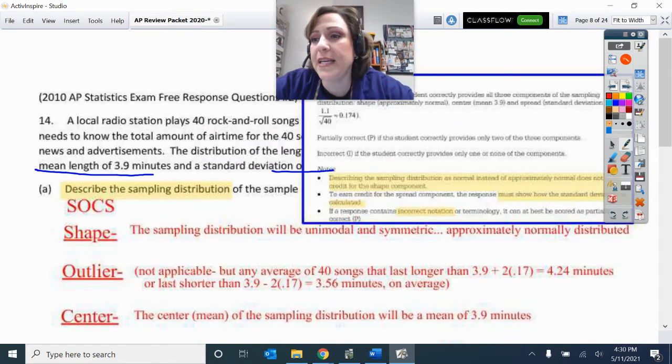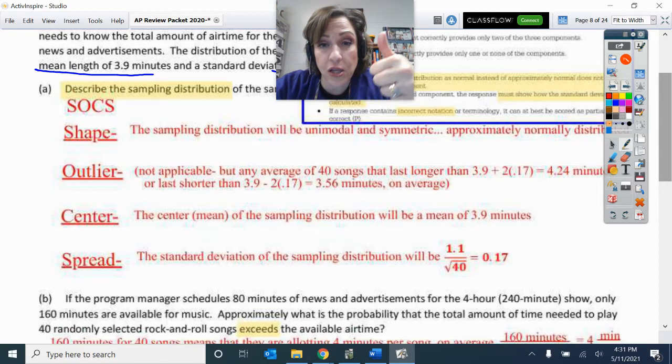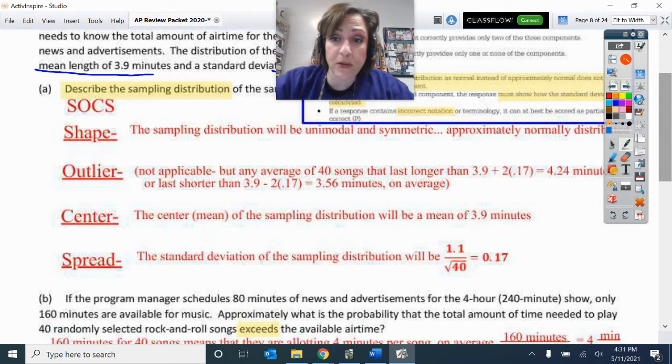All right, so that means that when we describe the sampling distribution with our SOCs, we are saying that it is approximately normally distributed, unimodal, symmetric, and you can say it's approximately normal because you know that 40 is a sample size that's large enough according to the central limit theorem, because it's greater than or equal to 30. Outliers isn't really something they looked for because they didn't give you specific things. If you wanted to, you could compute where the fences are and say anything above the upper fence or below the lower fence would be outliers.